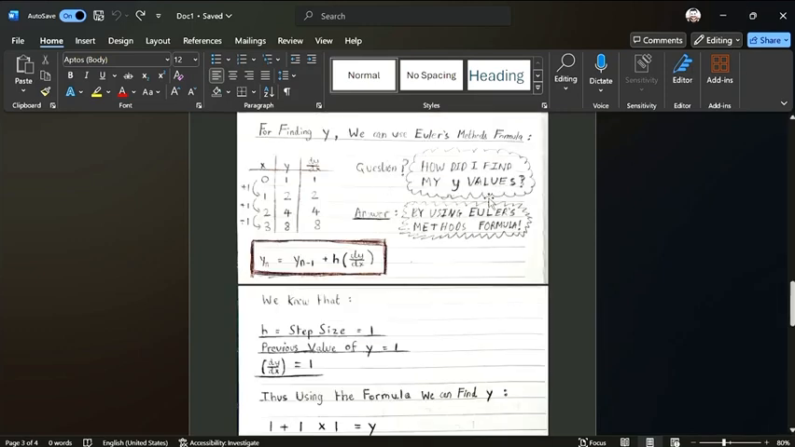I know you have a question. How do I find my y values? The y values here, like 2, 4, and 8. And my answer to that would be by using Euler's method's formula, this one right here.